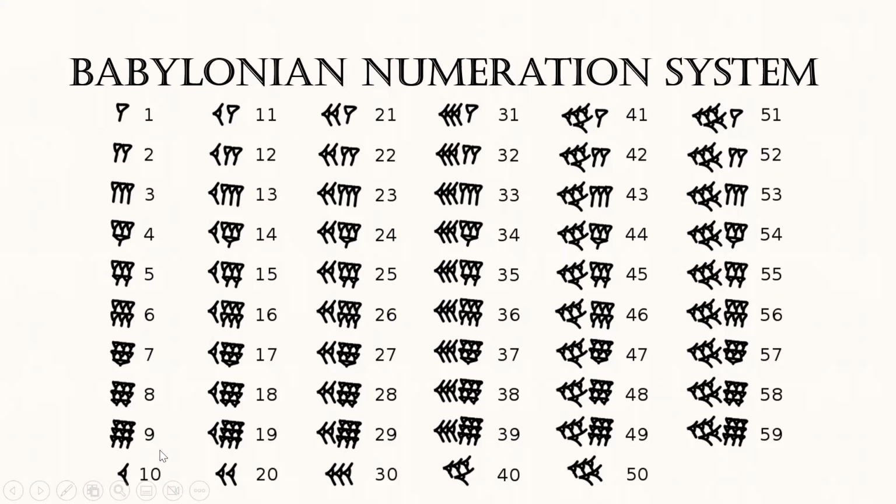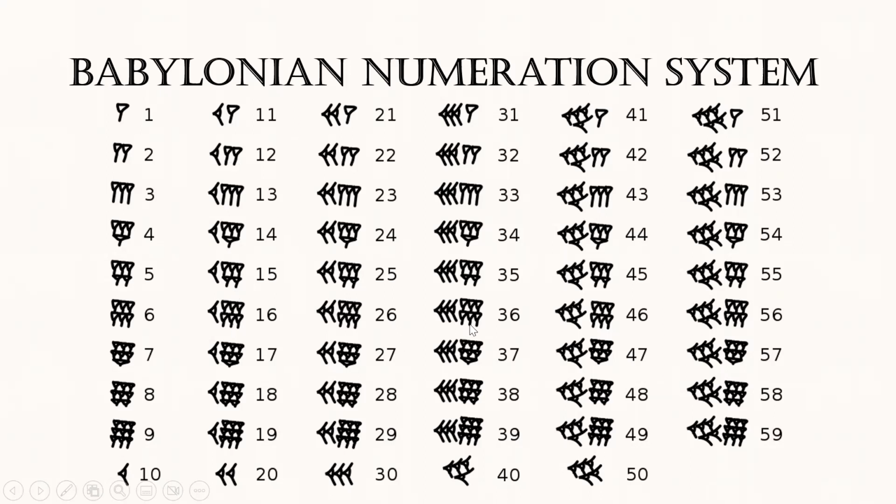And then you can see that when we get to 9, we're looking at a 3 by 3 array. But then when we get to 10, we now look at a sideways pointing wedge. So this is a wedge that's made with just the corner of the stylus. And then you can see that it's an additive system. An additive system means that if you see a 10 and then a 1, it means 10 plus 1.